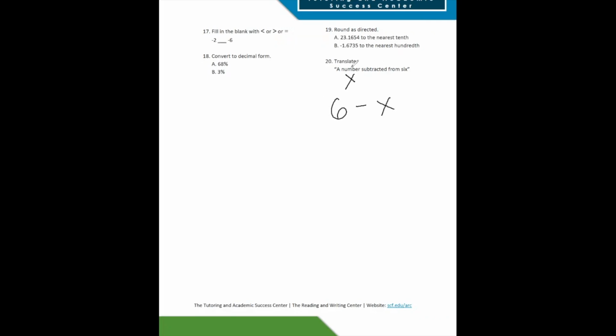Let's say that we said the number 7. 7 subtracted from 6 would look like 6 minus 7. Or maybe the number 2. 2 subtracted from 6 would be 6 minus 2, and so on. So the correct answer is 6 minus X.